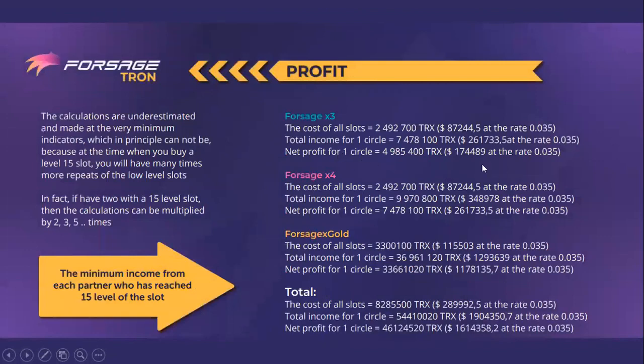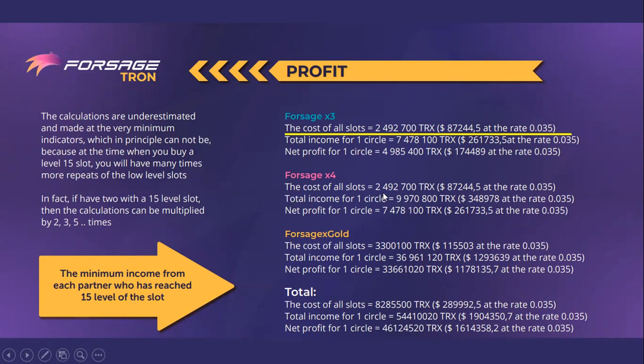Okay, so there is so much profit that we can have in Forsage.io Tron. And here it shows that if you did buy all the slots for Forsage X3, that would only cost you 2,492,700 tronics. But your net profit, if just one cycle was filled in each of those slots, you can earn 4,985,400 tronics, or an equivalent of $174,489.